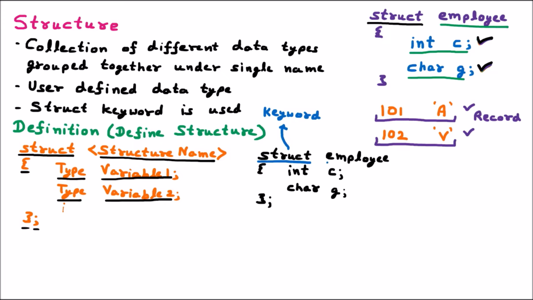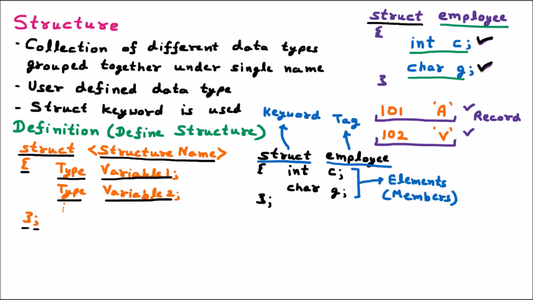Afterward, we have employee. Here employee is the structure name, or we can say that it is the tag. You can say it's the structure name, tag, or tag name. All are the same thing. After that, we have int c and char g. So these two are called the elements or the members of the structure.